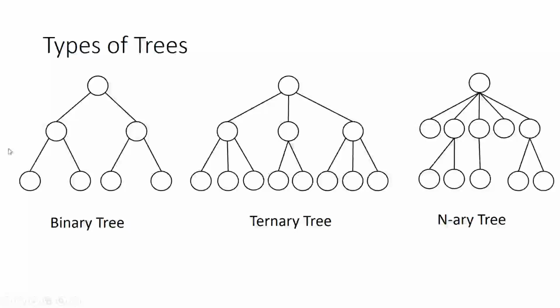So there are different types of trees: binary tree, ternary tree, and n-ary tree. In the case of a binary tree, each node will have at most 2 child nodes. A ternary tree means each node will have at most 3 child nodes, so it can have either 0, 1, 2, or 3 child nodes. And an n-ary tree means n child nodes can exist for any node in the tree.